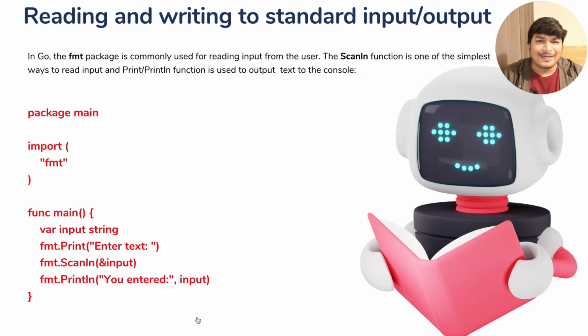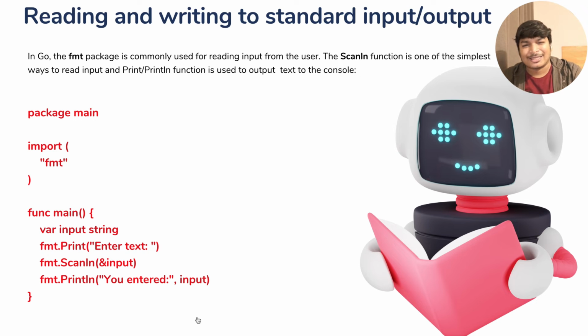Okay, what it is. In Go, the fmt format package is commonly used for reading input from the user. The Scan function of this fmt package is one of the simplest ways to read the input, and of course the Print and Println functions of this fmt package are used to output to the console. Just refer to this particular example, a very easy example.